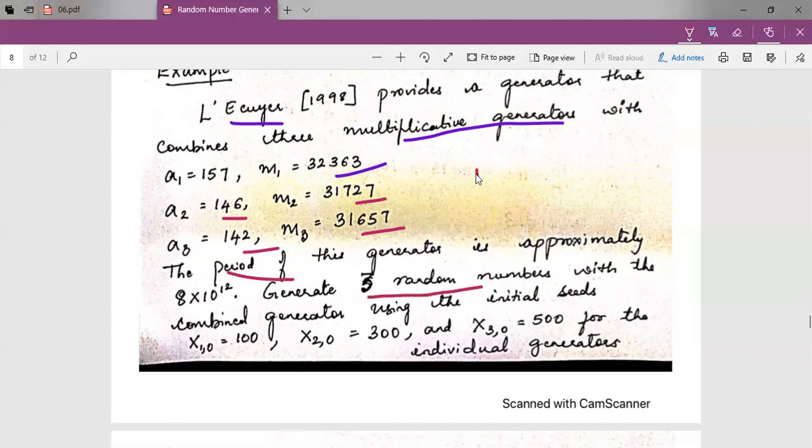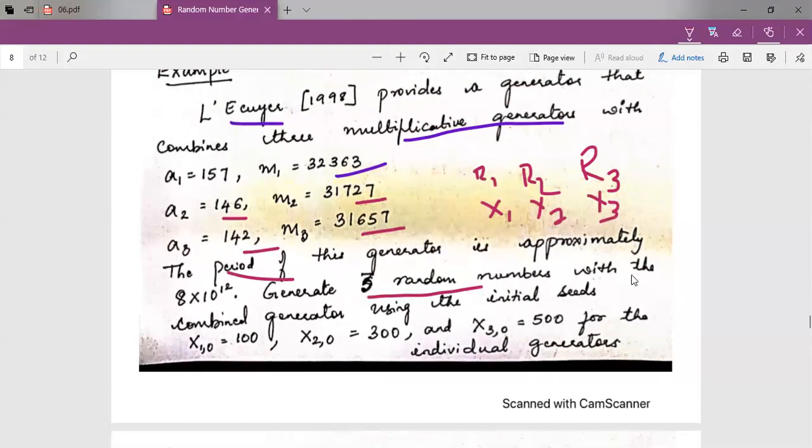We need to generate 3 random numbers: the first one is R1, the second one is R2, and one more is R3. To generate these, first I should calculate X1, then once again X2, then once again X3.